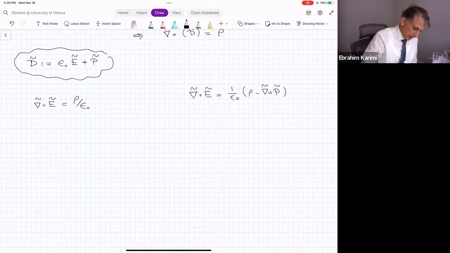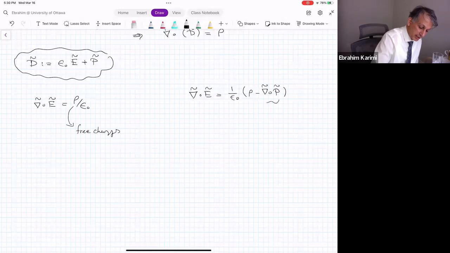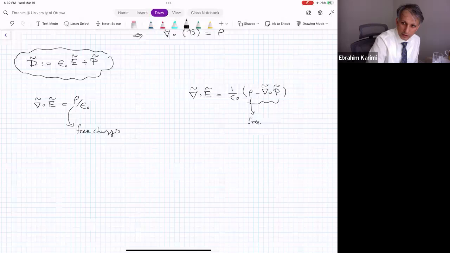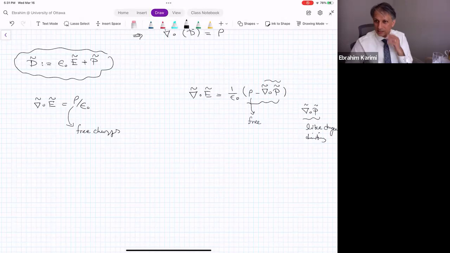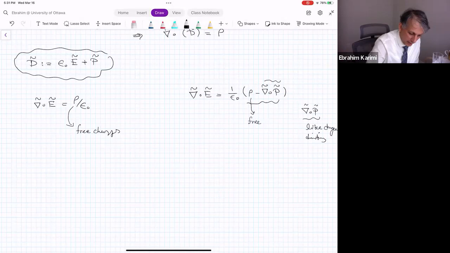So in vacuum, it seems that you have only free charges that play a role. Here, inside of the material, you do have free charges and what we call the charges due to the polarization that play a role. So the divergence of P will act like charge densities and play a role and reduce the electric field. So essentially, inside of the material, rho will be replaced by rho minus divergence of P, which we will be discussing during the next lecture.